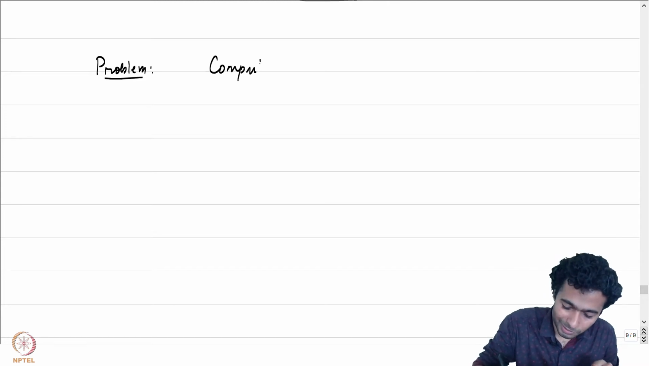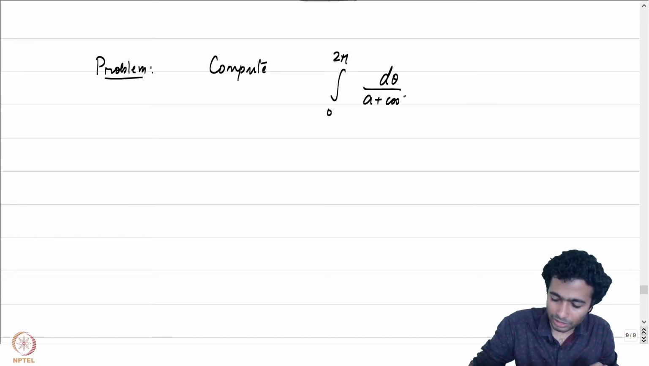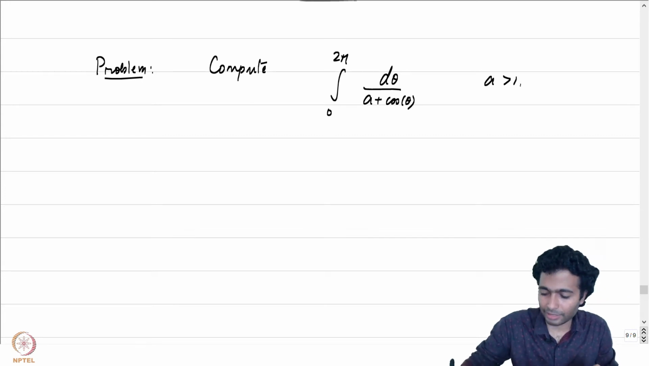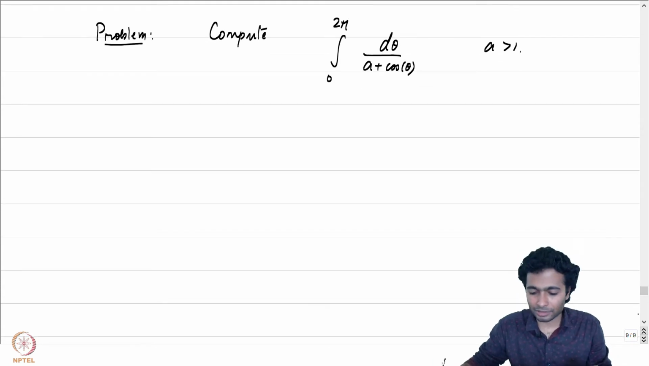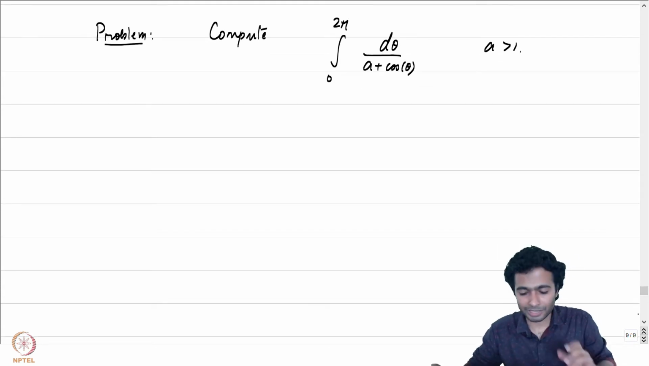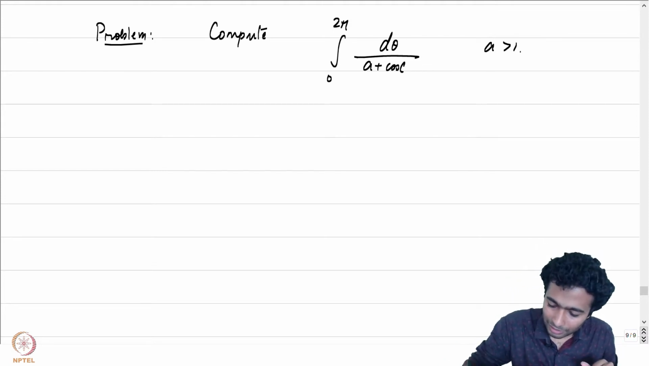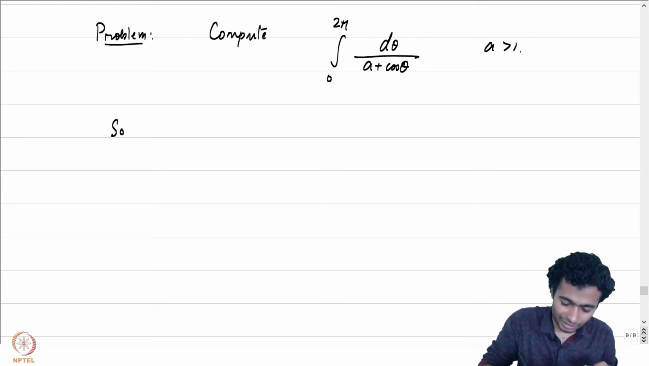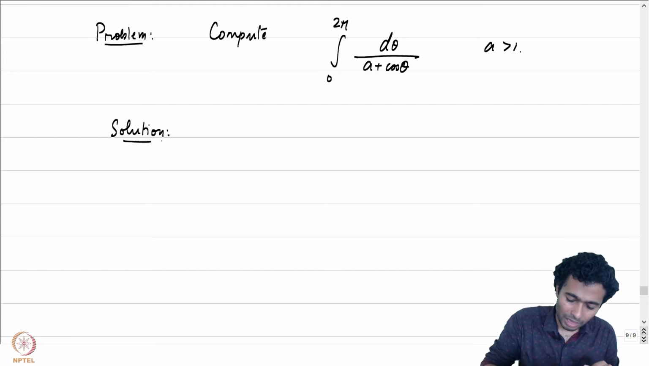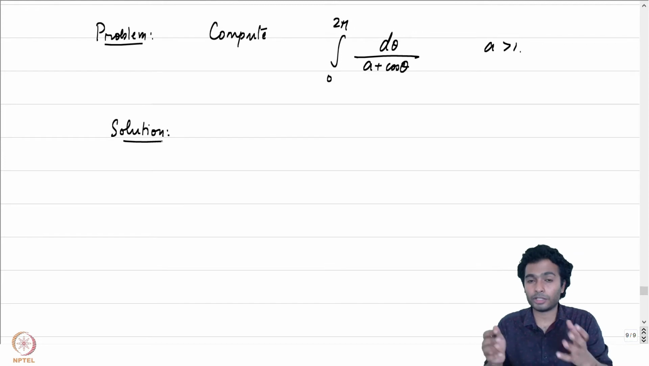So, the first problem is to compute the integral from 0 to 2 pi of d theta by a plus cos theta, where a is greater than 1. At first glance this is a simple calculus problem, but the reason for solving it in this problem session is that it is not straightforward. However, let us reduce this integral to an integral on the complex plane.